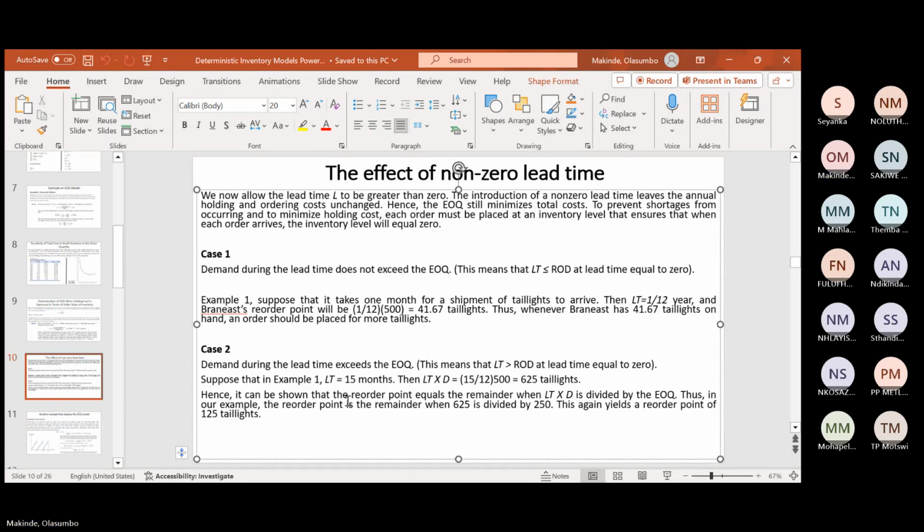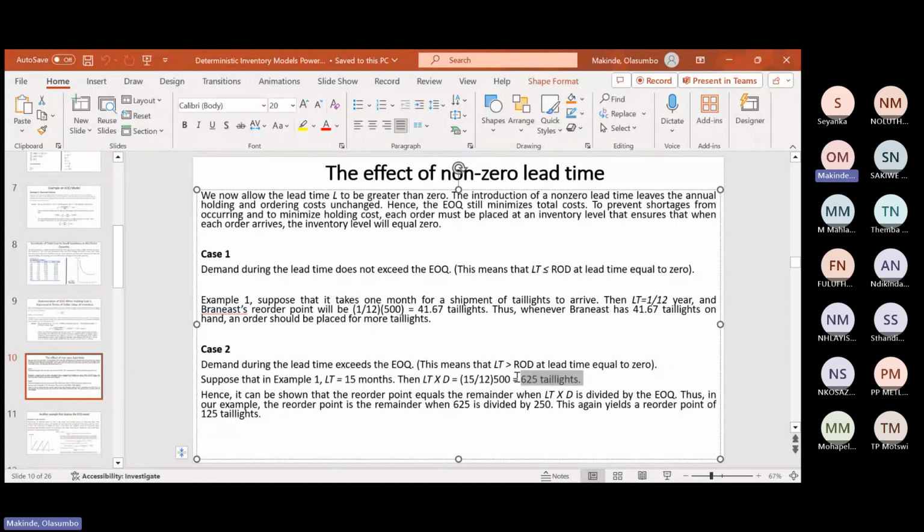Anytime you have this, you still use the formula of annual lead time times the annual demand. So 15 months, converted, gives you 15/12 times 500, and that is 625. So this will not be the reorder point. You still need to adjust this. Because it doesn't make sense to say the reorder point is 625 when the annual demand is 500. You cannot have a reorder point which is more than 500. So anytime you have a case 2, you need to modify this. And how do you modify this?